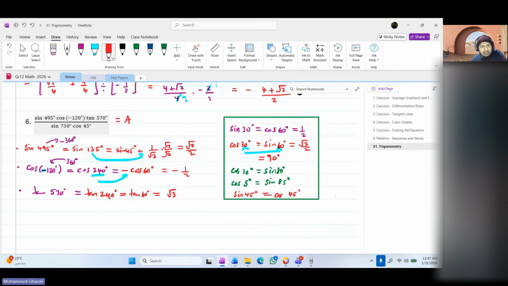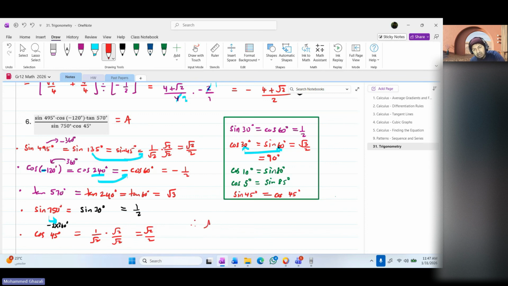Then sine of 750. We're going to minus 2 revolutions, okay? Minus 2 times 360. So we're going to minus 720. So you'll just get sine of 30 degrees, which is half. 750 minus 720. And then the last one is cos of 45. Cos of 45 is just 1 over root 2. Multiply by root 2 over root 2, you get root 2 over 2.